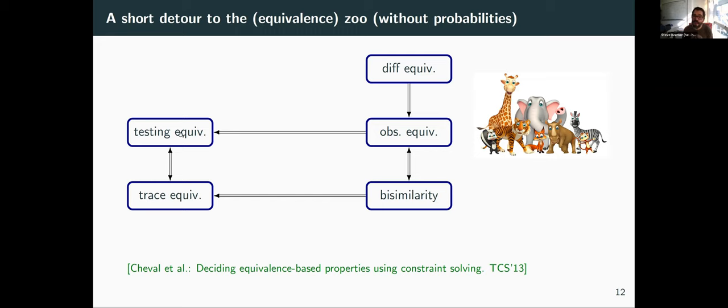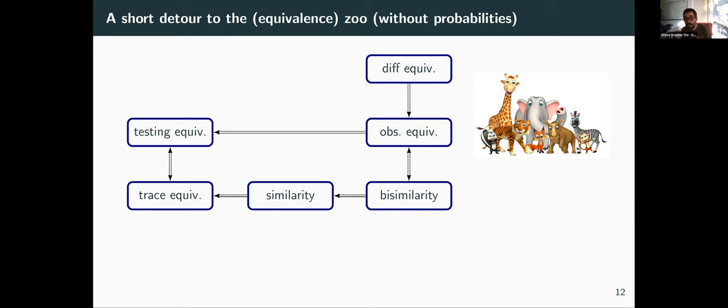Because in testing equivalence and observational equivalence, you're putting an arbitrary adversary in parallel, while for trace equivalence and bisimilarity, you're just considering the labeled transition systems. So you don't have this arbitrary attacker in parallel, which is quite convenient when you want to make proofs. And in this work, we're looking at something which is well known in formal methods, but has not been considered that much in security, which is similarity.